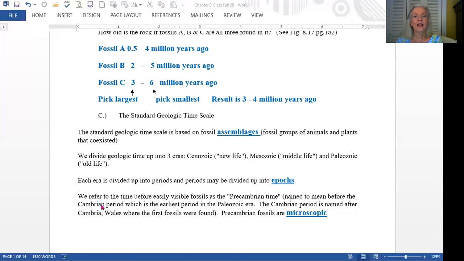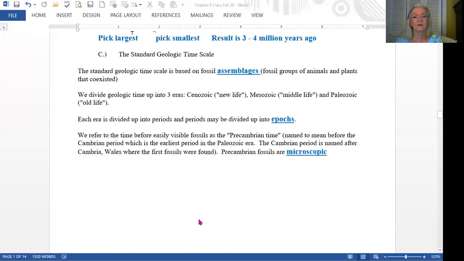So we look at the time before fossils were easily visible, and we call that Precambrian time. We used to say that there were no Precambrian fossils, and now we know better. We have better magnification, and we now understand that the vast majority of Precambrian fossils are microscopic. They're there, but they're very, very tiny.